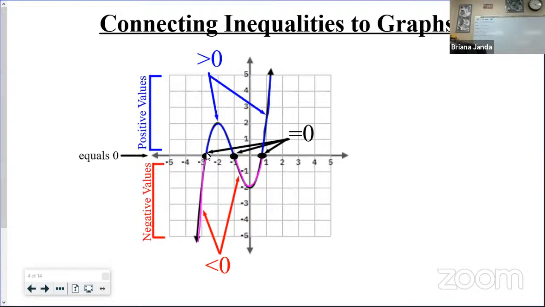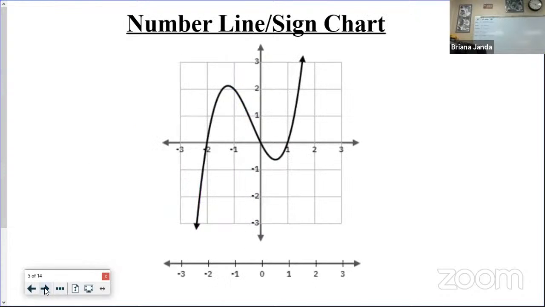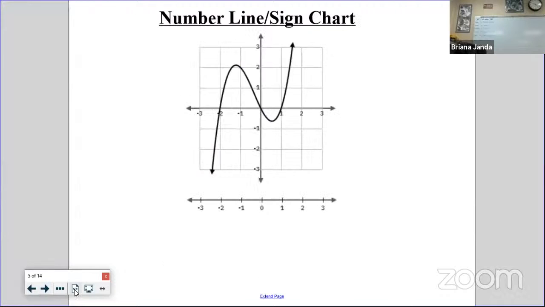Okay, so what I want to do now is connect this to what we are going to see called a sign chart. A sign chart is going to look just like a number line, but what it's going to do is help us organize our thoughts on whether or not our polynomial is a positive value in those sections or a negative value in those sections. We will not typically do it from the graph, but I want to show you how the relationship happens here.